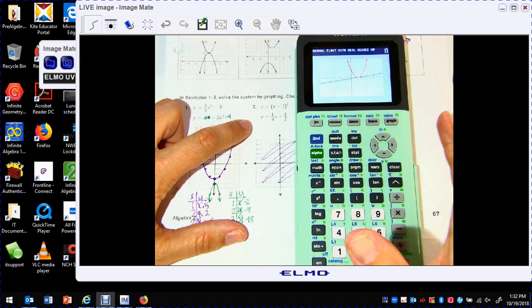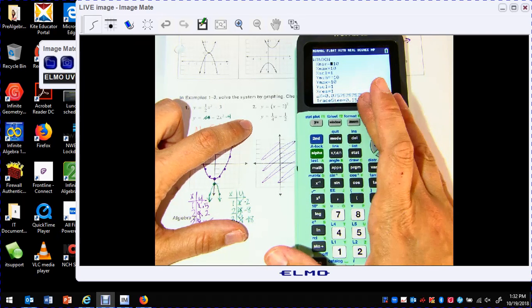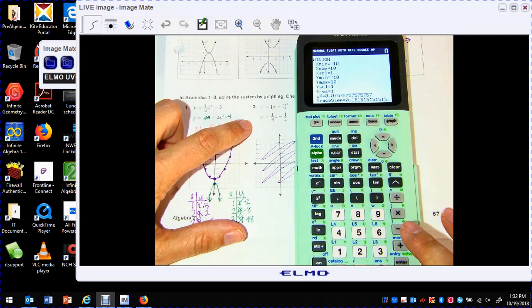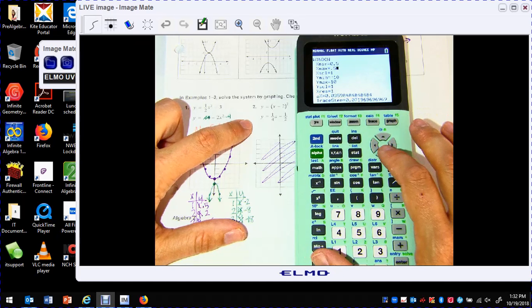Now I'm going to zoom in and show you that they actually intersect twice. So I'm going to change my window. You don't need to do this. I'm just doing it to show you. I'm trying to remember what I want to change it to.